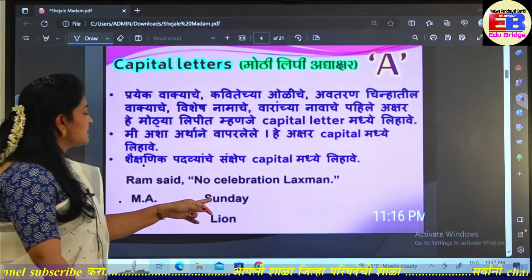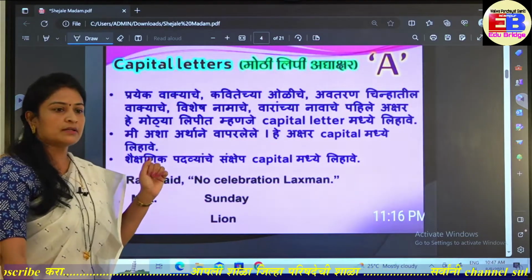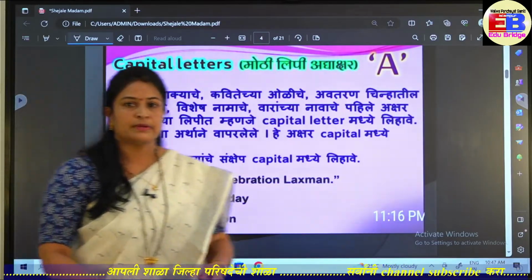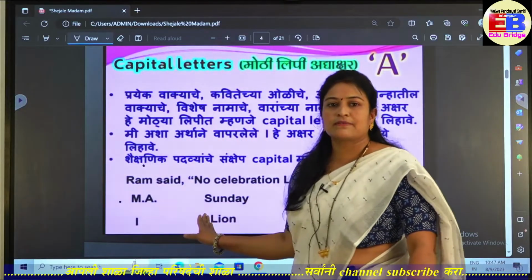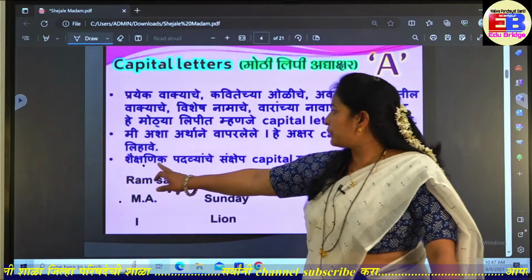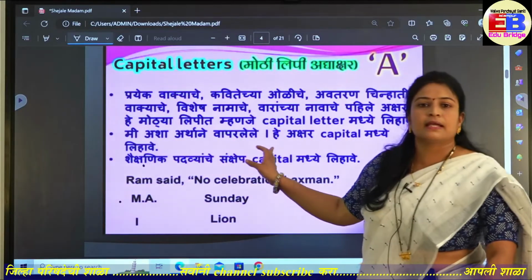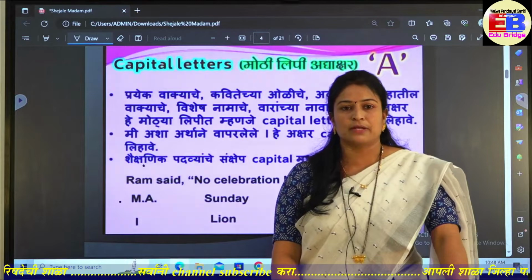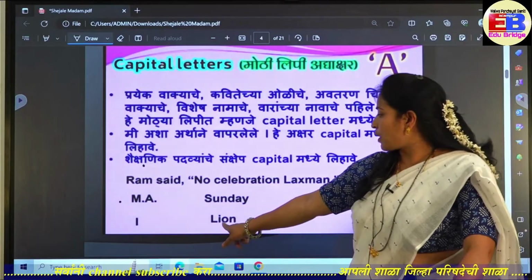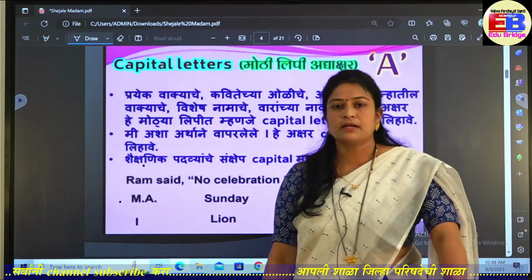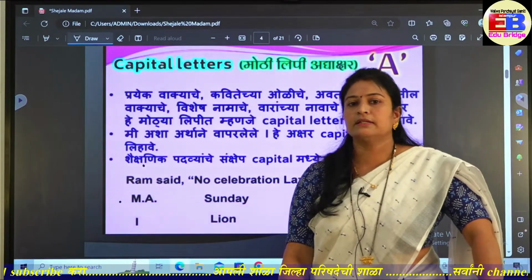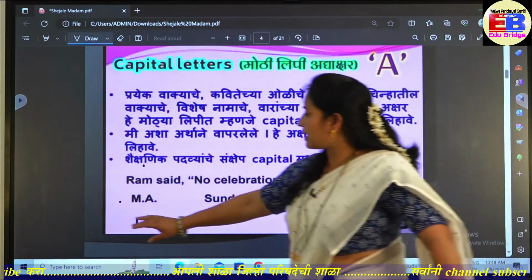Okay, so see, just now I told you, the names of the days like Sunday, Monday, and so on, how do we write them? First letter capital. Months of the year also capital letters, and also proper nouns we write with capital letters. Here the letter I, used in the sense of 'me', will always be written in capital. Just now I told you this proper noun Lion, so L is capital. Whenever we write a name, a proper noun, we have to write it in capital letters. So I hope you have understood.